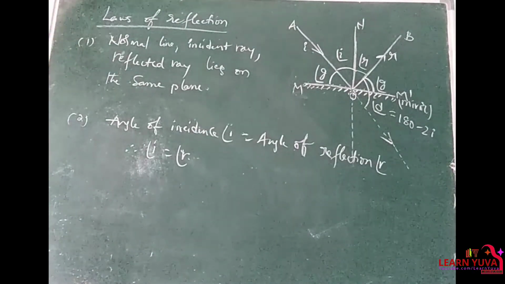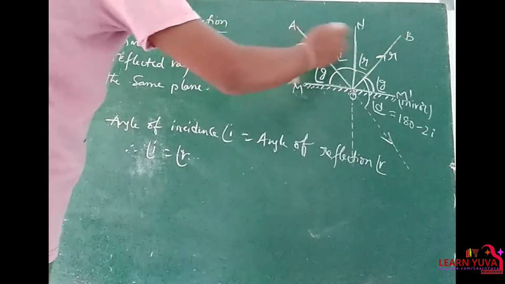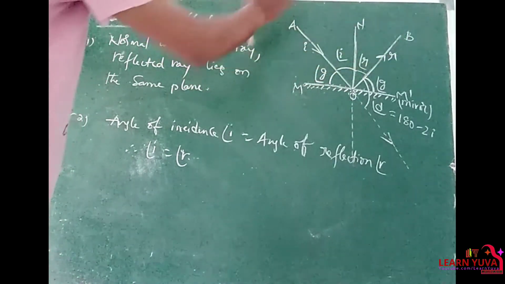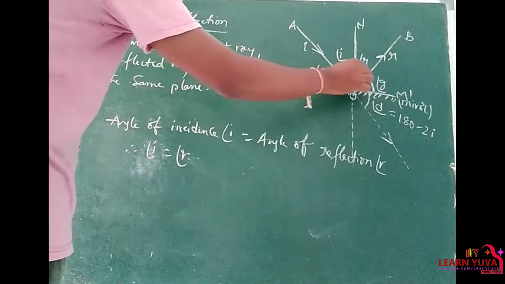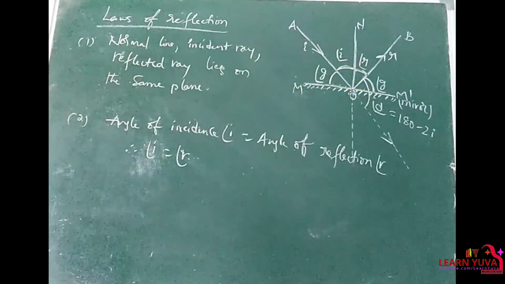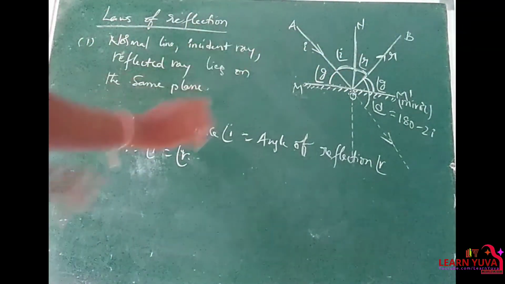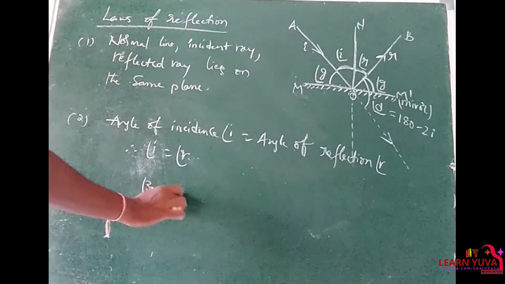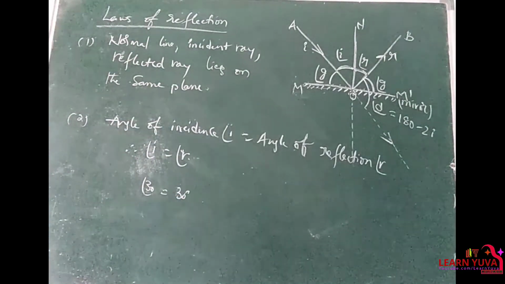So there are two laws of reflection. First law: the normal line, incident ray and reflected ray all three lie in the same plane. Second law: the angle of incidence is equal to the angle of reflection. For suppose if angle I is equal to 30, then angle R is also 30 degrees only. Remember this.